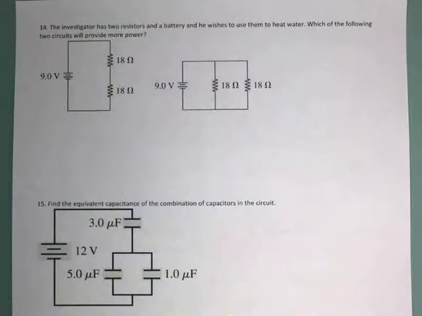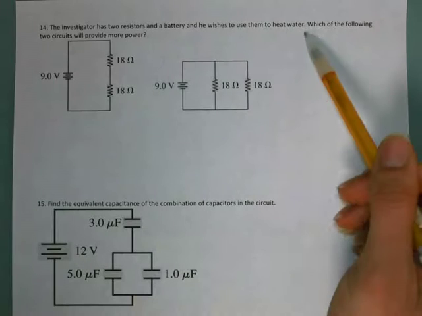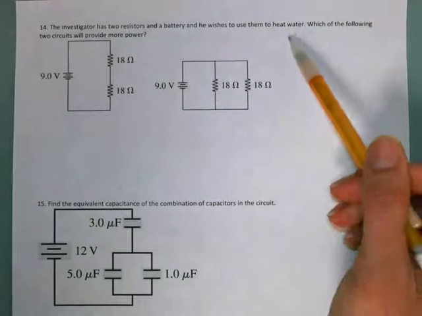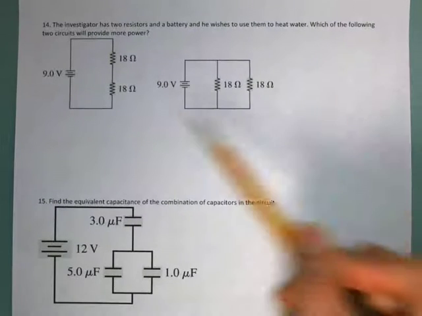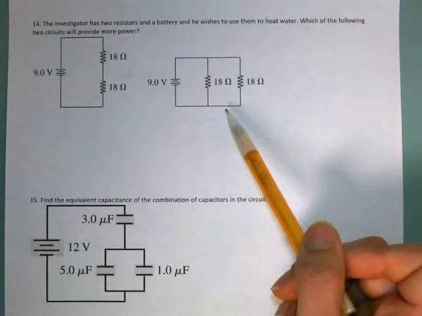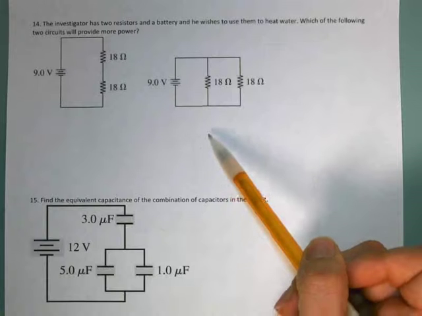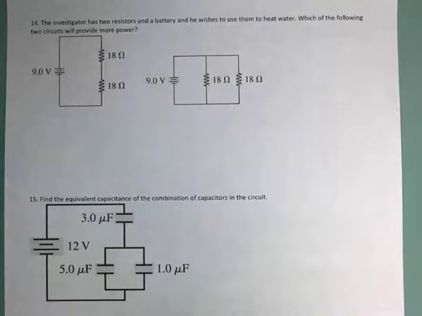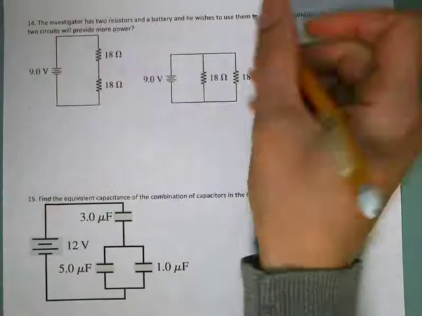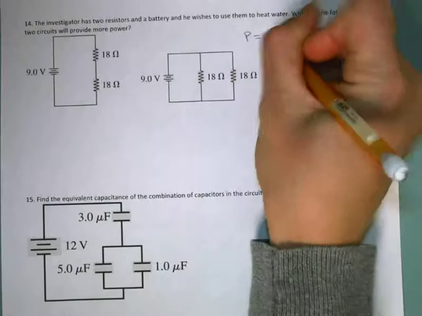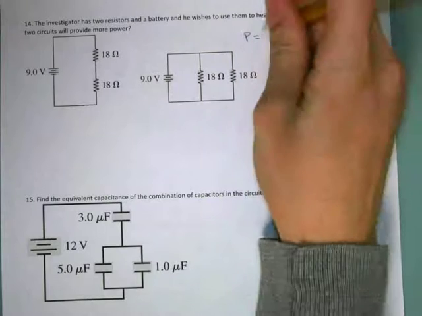Right, so we have 2 resistors and a battery, and we want to use them to heat water. So the power that's dissipated by these resistors is going to generate heat, and that's going to be something that heats up our water. To figure out how much power is going to be supplied, I have 3 equations for power.